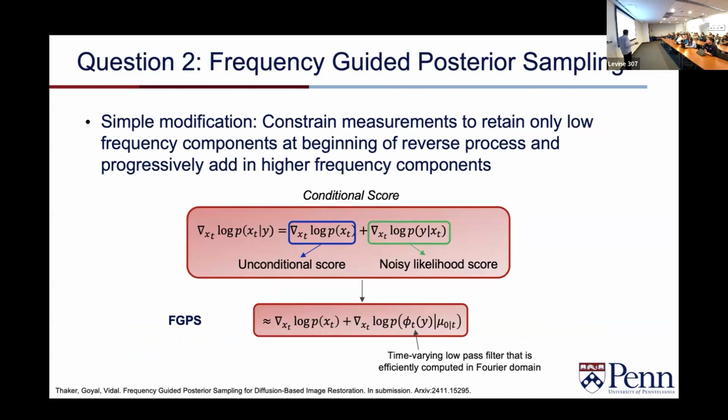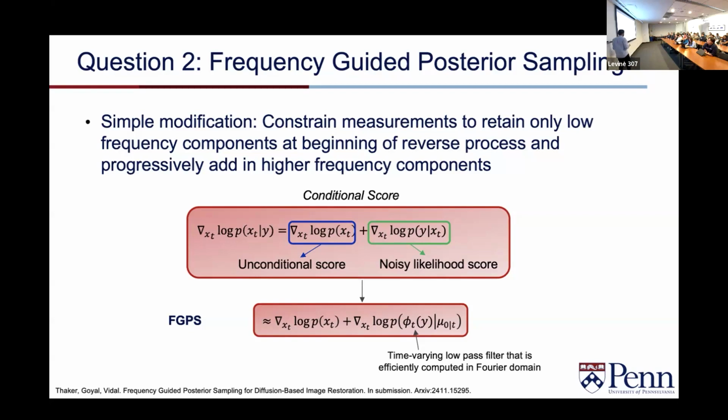The idea was that our estimates to this noisy likelihood score push your gradient in the wrong directions. So how can we avoid that? Well, since the issues are with the high frequency parts of the approximations to the noisy likelihood score, maybe what one might do is to just transform the measurements such that at the early stages of your reverse process, you only keep the low frequency components of your measurement and then slowly add in the high frequency components as you go on. And this is an artificial way to restrict the gradients of your noisy likelihood score to be aligned with what the unconditional score has been used to, right? And we call this algorithm frequency guided posterior sampling.